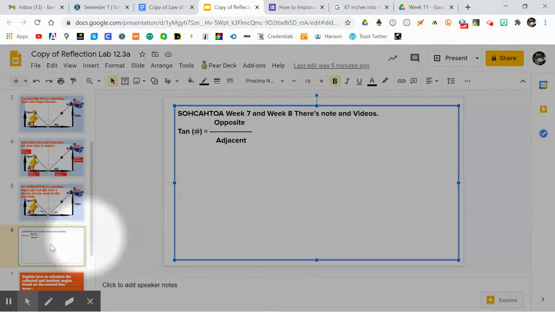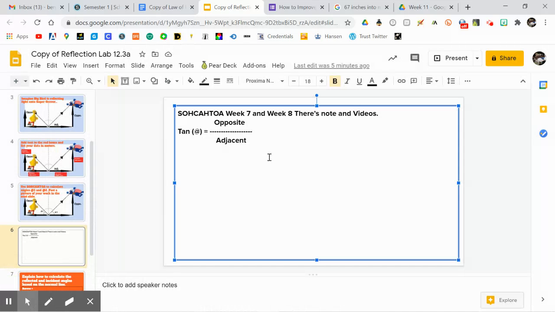And so if we come over here, let me remove my spotlight. If we come over here, we are going to use opposite over adjacent because that is the information that we have. And that is what tangent is. That is this part of the TOA. The TOA is tangent of the angle equals the length of the opposite side divided by the length of the adjacent side. Okay?